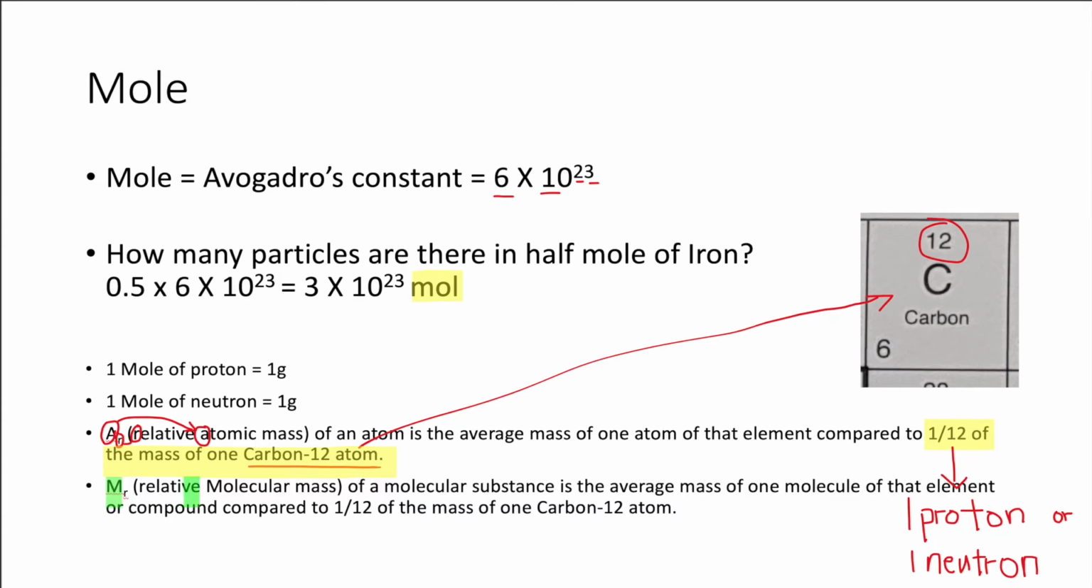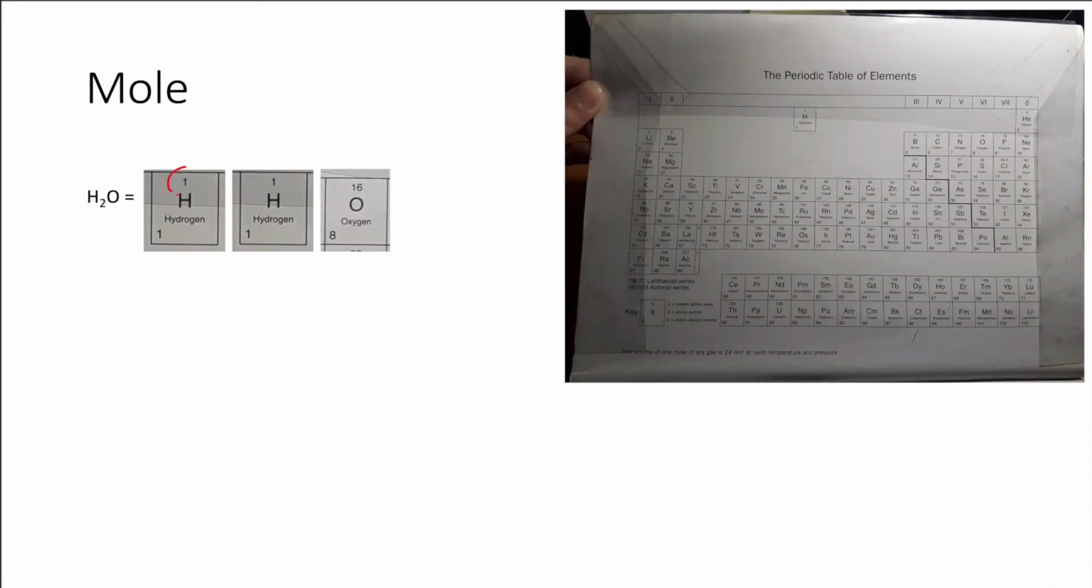Mr is the cousin of the Ar, which is relative molecular mass. It has the same definition: the average mass of one molecule of the compound compared to 1/12 of the mass of a carbon-12 atom. So it's telling you to go to the periodic table, look at the big number and add them all up. That's about it. For example, in water, it's 16 for oxygen plus 1 plus 1 for 2 hydrogens, which will give you 18. Things like that are pretty straightforward.